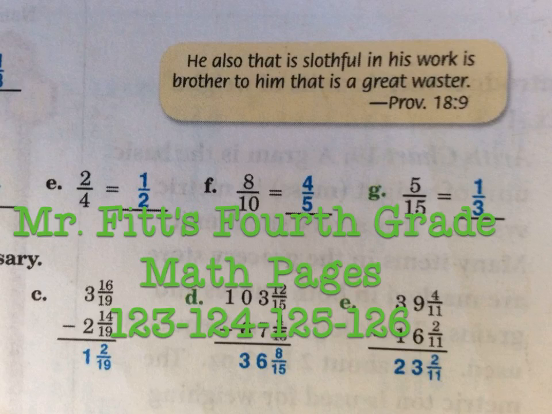Today we're doing two math pages, 123 and 124, and 125, 126.